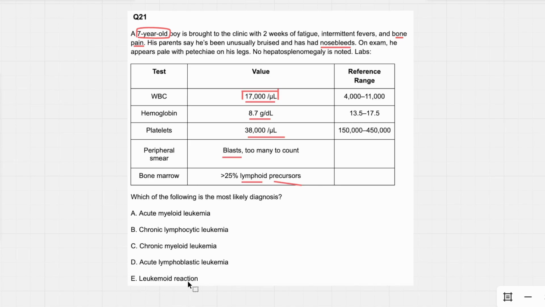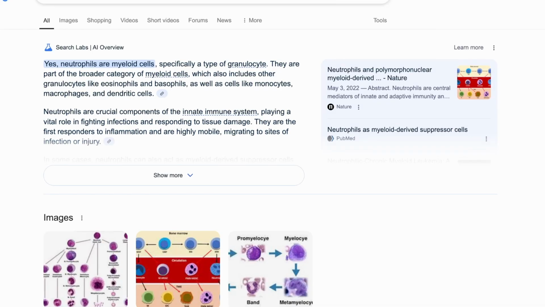Leukemoid reaction. This is like it sounds. It's a reaction, not a cancer. All the others are types of leukemia. So what's the difference? Leukemoid reaction is a process that is reactive typically to an infection. So maybe you get an infection and the body overreacts and creates a ton of white blood cells in response. Not cancer, it's just an overreaction. And specifically, leukemoid reaction tends to be neutrophils. Okay, so leukemoid reaction is out because they technically don't mention neutrophils, they just say blasts. But if we take a look at the bone marrow, it's lymphoid precursors. Neutrophils are myeloid in origin. That's why I'm a doctor.